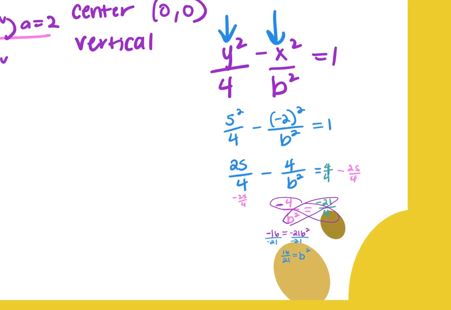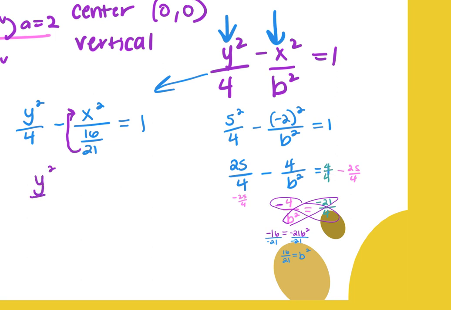So even though it's not a pretty denominator, it is correct. y squared over 4 minus x squared over 16 over 21 equals 1. WebAssign will accept it like that. A standardized test would want you to flip this, which brings the 21 to the top. So y squared over 4 minus 21x squared over 16 equals 1. And that would be the best answer.